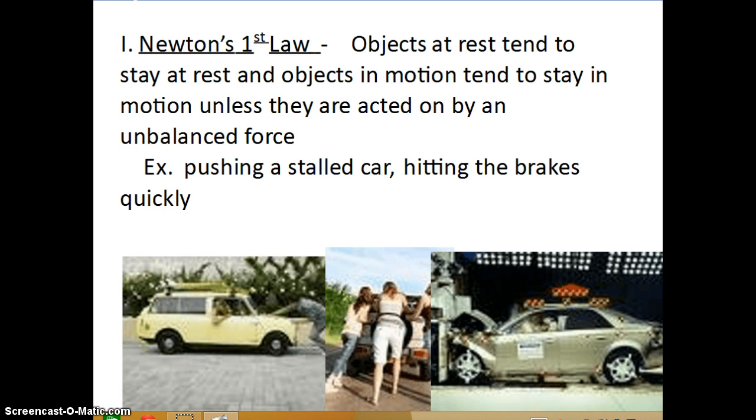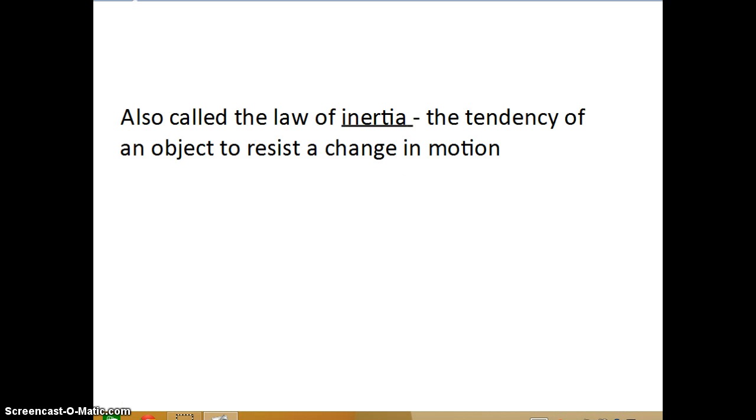Or when you hit the brakes quickly in your car, you will stay in motion because you were in motion with the car until your seatbelt gives you an unbalanced force and stops you. It's also called the law of inertia, which is the tendency of an object to resist a change in motion.